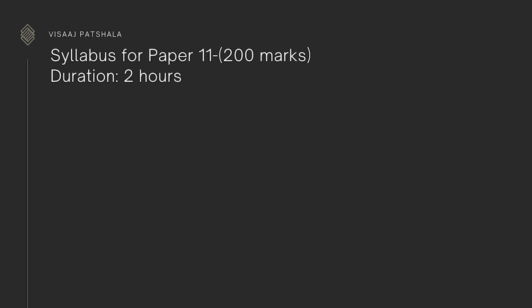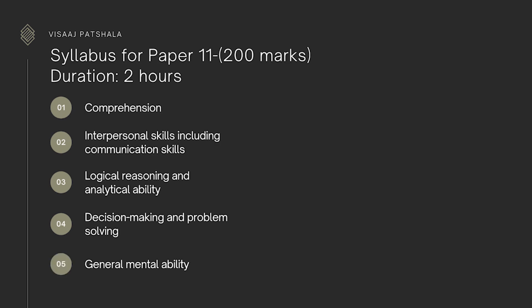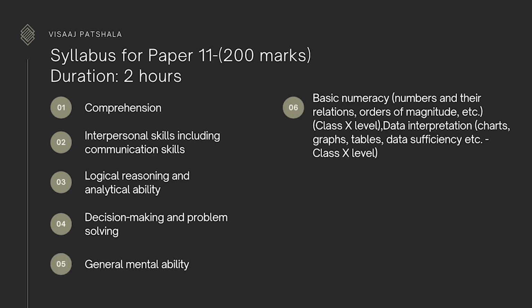Now Paper 2 is basically comprehension, interpersonal skills including communication skills, logical reasoning and analytical ability, decision making and problem solving, general mental ability, and basic numeracy up to class 10. Paper 2 of prelims is only qualifying, that is, you need to score only 33% in your CSAT paper. And in prelims, try to score at least 60%, that is 120 marks out of 200, so that you can be in the safe zone.